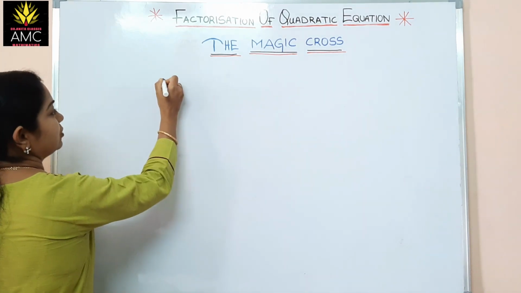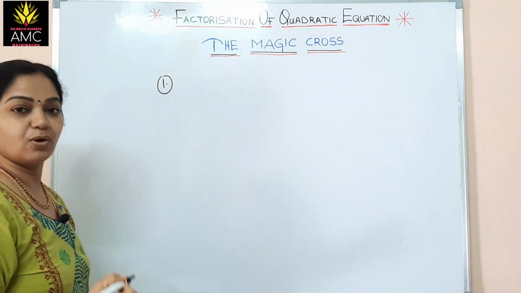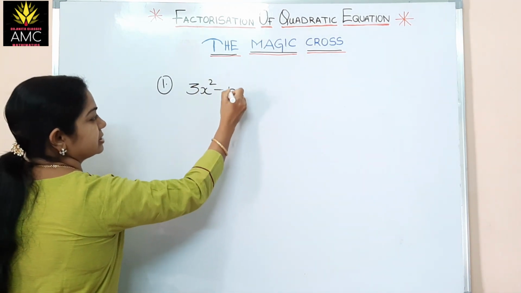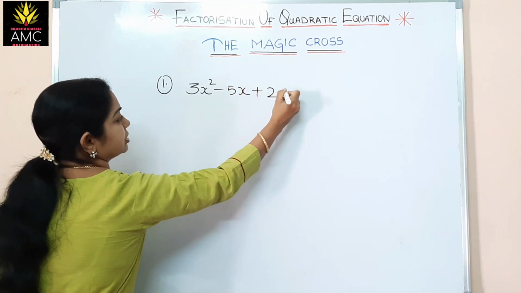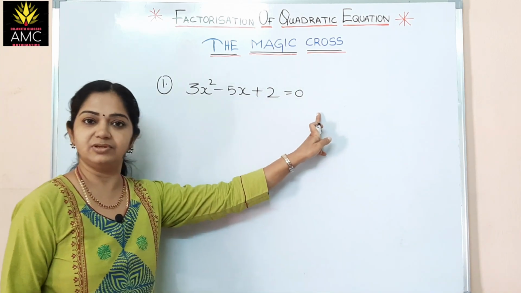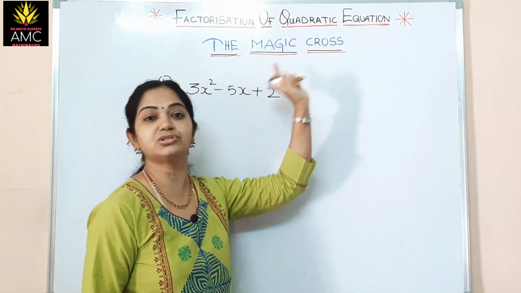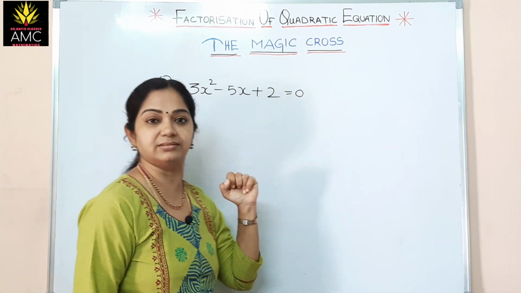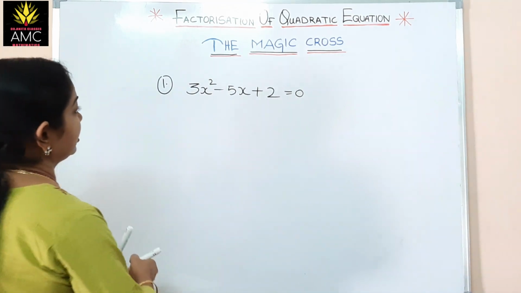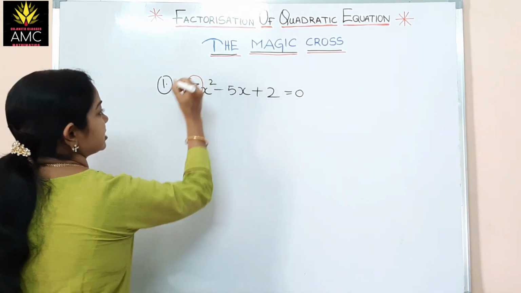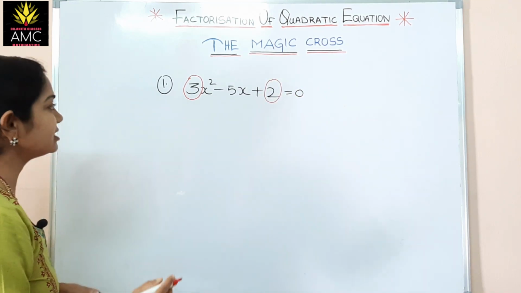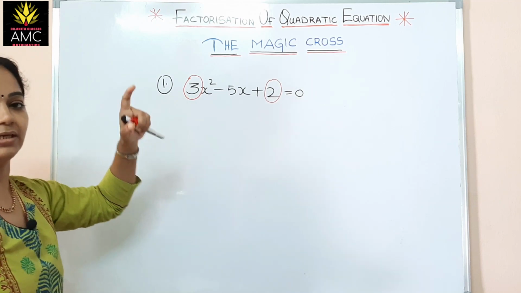Now let me explain by giving an example of one quadratic equation. Let me take 3x square minus 5x plus 2 equals 0. This is a quadratic equation. Right, now the factorization through the magic cross method. How? First of all, let us take the coefficient as well as the constant here, right. Now I'll split the coefficient into factors.